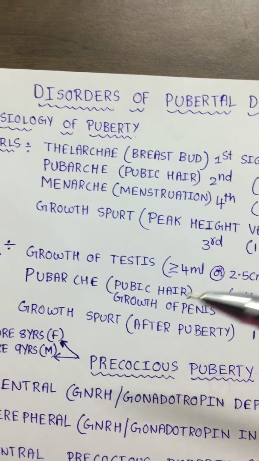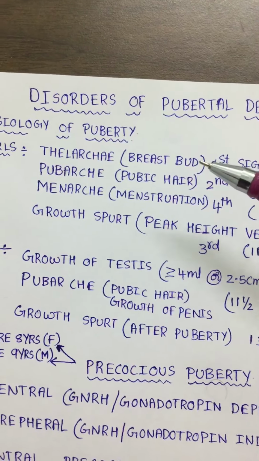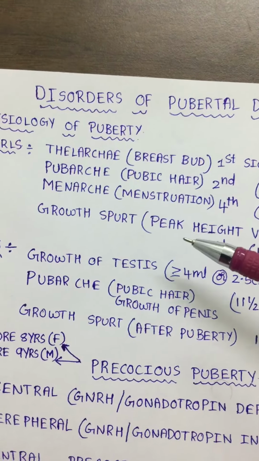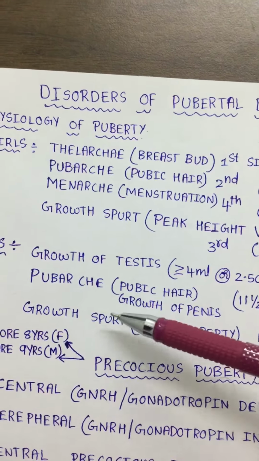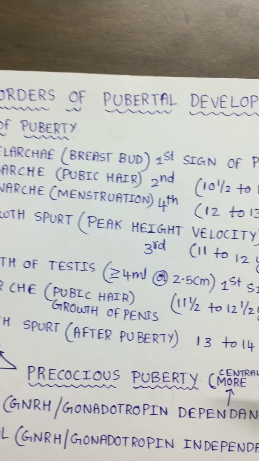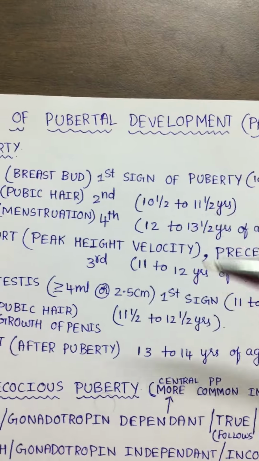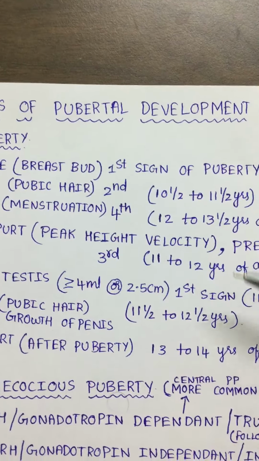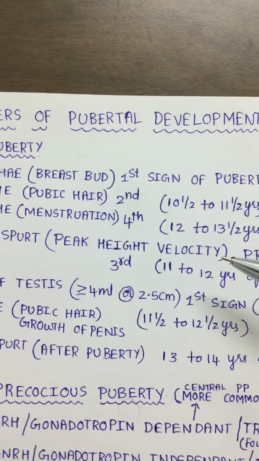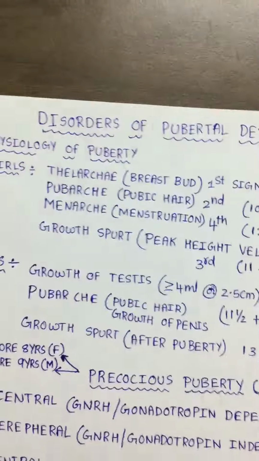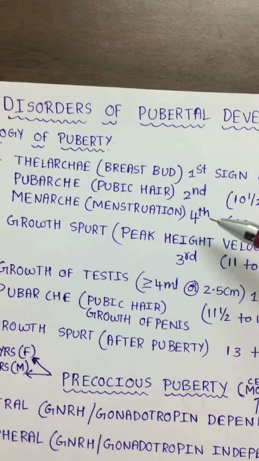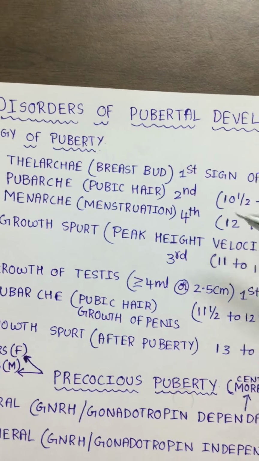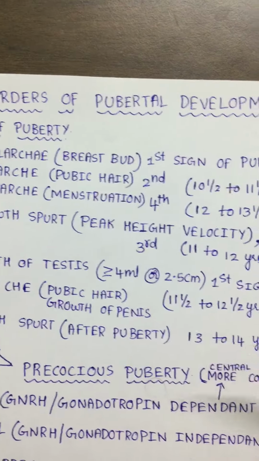In females, the growth spurt occurs before menstruation, but in boys it occurs after complete puberty. It occurs after the attainment of complete pubertal stages. Growth spurt will appear after puberty, at 13 to 14 years of age. But in girls, it occurs before menstruation at 11 to 12 years of age. So the growth spurt is seen 2 years earlier in girls than in boys. It precedes the menarche in girls, but in boys it occurs after puberty at 13 to 14 years of age.